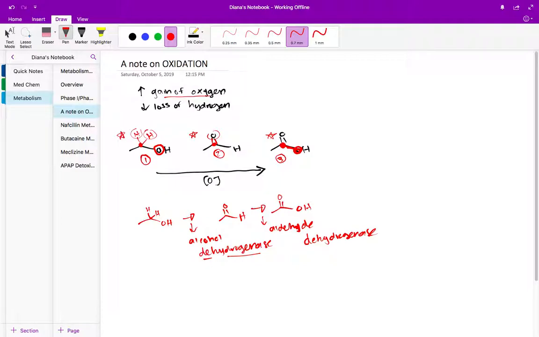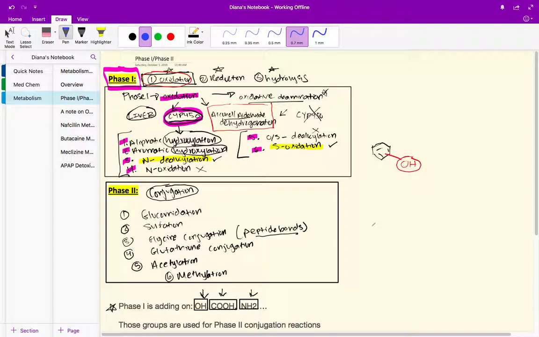Conversely, if you go from an aldehyde to an alcohol, so for example, if you go in this direction, that would be a reduction. Or if I go from a carboxylic acid to an aldehyde, that would be a reduction. So that's the concept. And these enzymes I wanted to bring up because these are non-CYP450 enzymes that are still under this broad umbrella of oxidation. So that's this part right here. Okay.